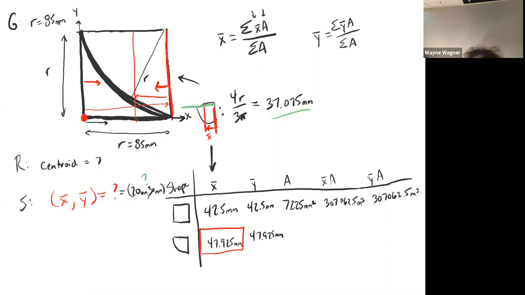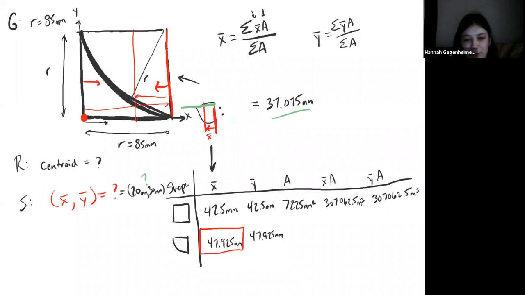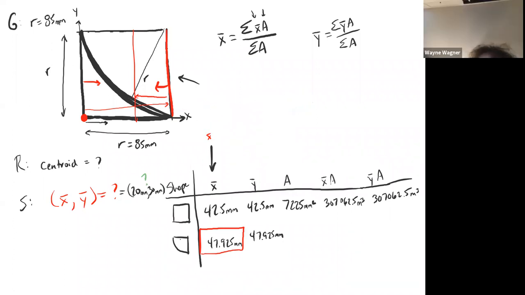Okay. Now we need the area. What's the area of a quarter circle? I'm going to go ahead and erase this. Pi r squared over 4. Yep. Okay. So I'll go ahead and do that. So what's that? Pi times 85 squared divided by 4. So we'll get 5674.5. That's millimeters squared. Okay, so what do I put in my calculator moving forward?